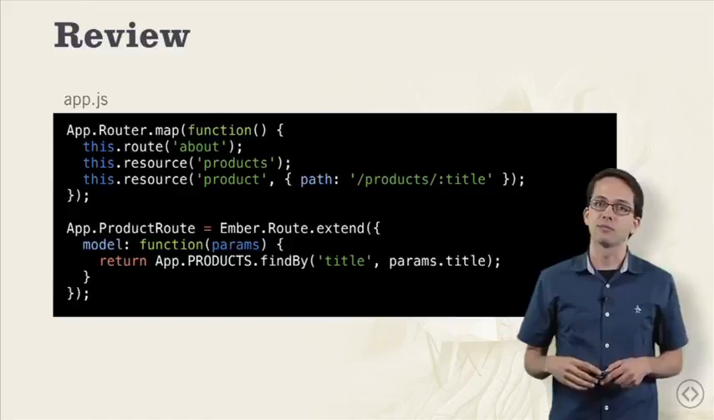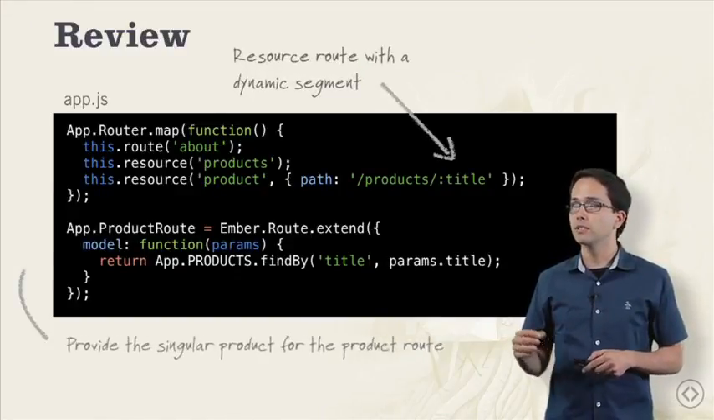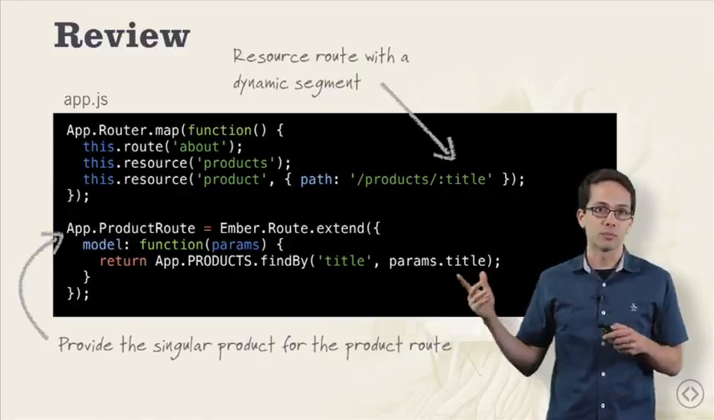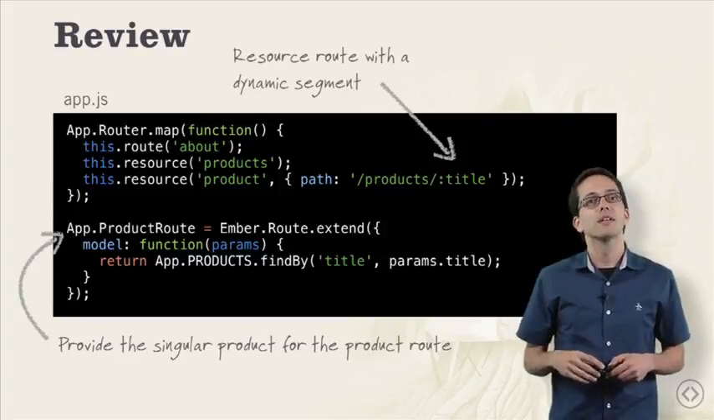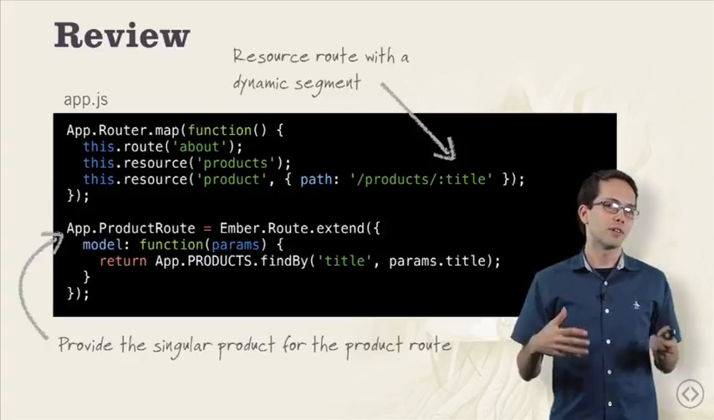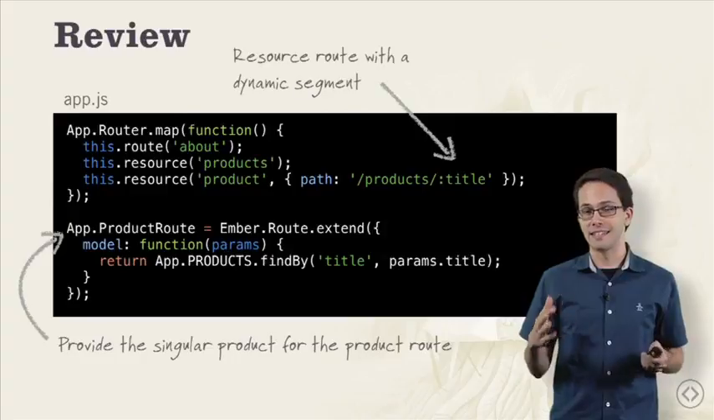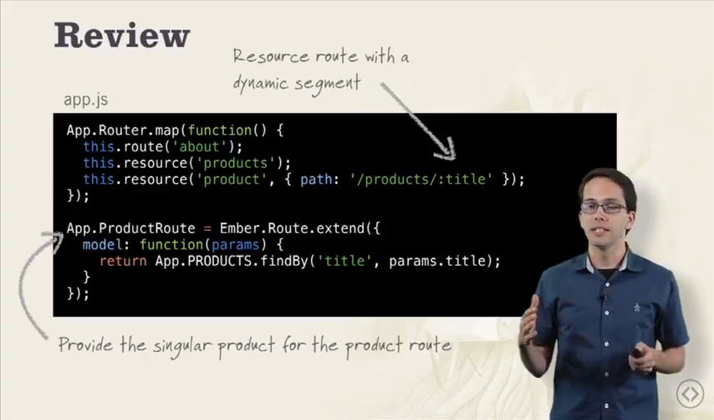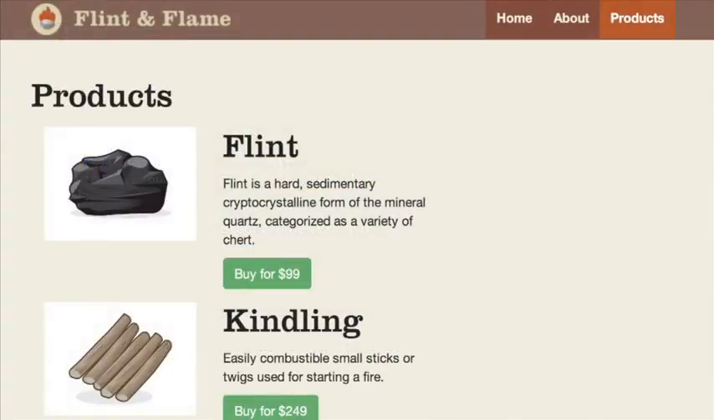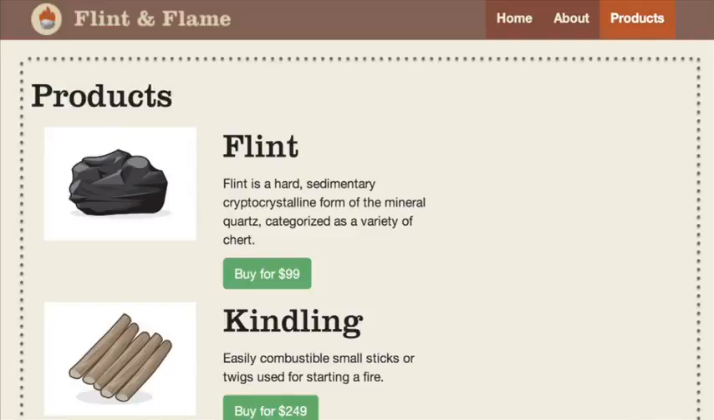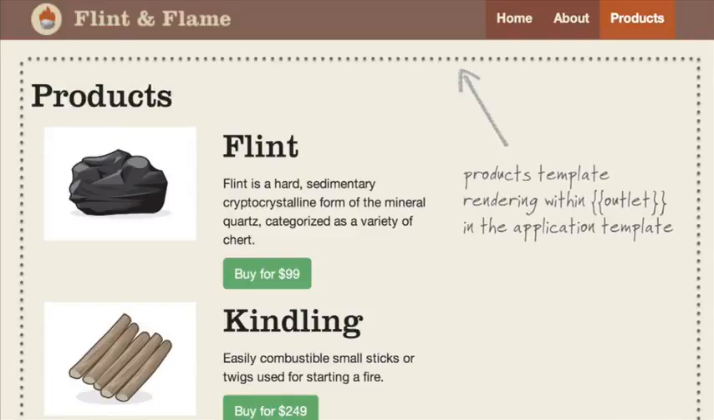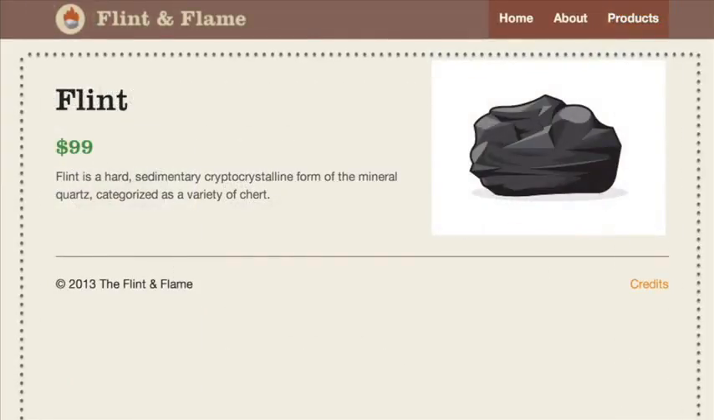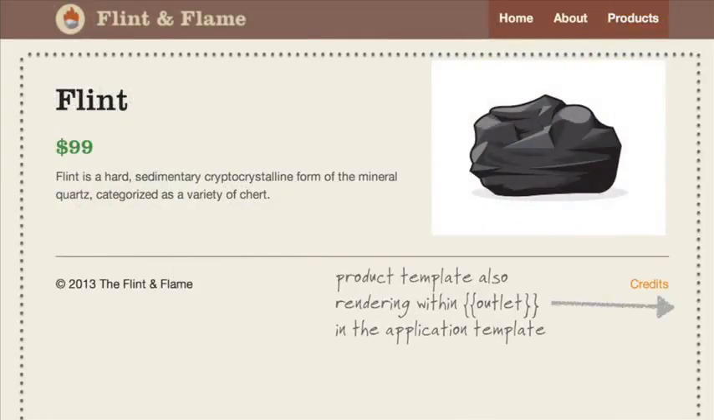So we just created our first dynamic segments inside of resource routes, as well as creating a singular product for our product route. Now we're going to revise some of our templates. We're going to create a nested template. Right now in our products list, we're rendering that out in the outlet in our application template. And same thing with our product. We're rendering our product inside of the outlet in the application template, right?